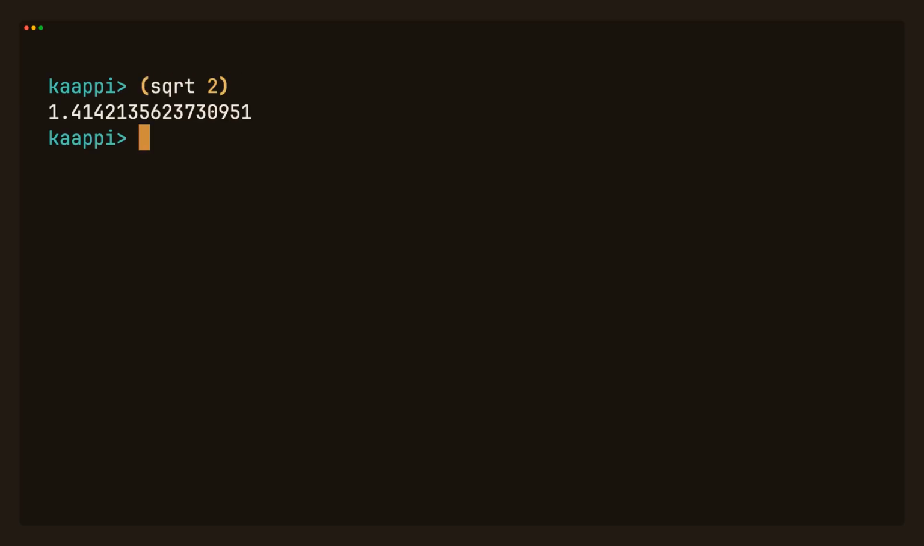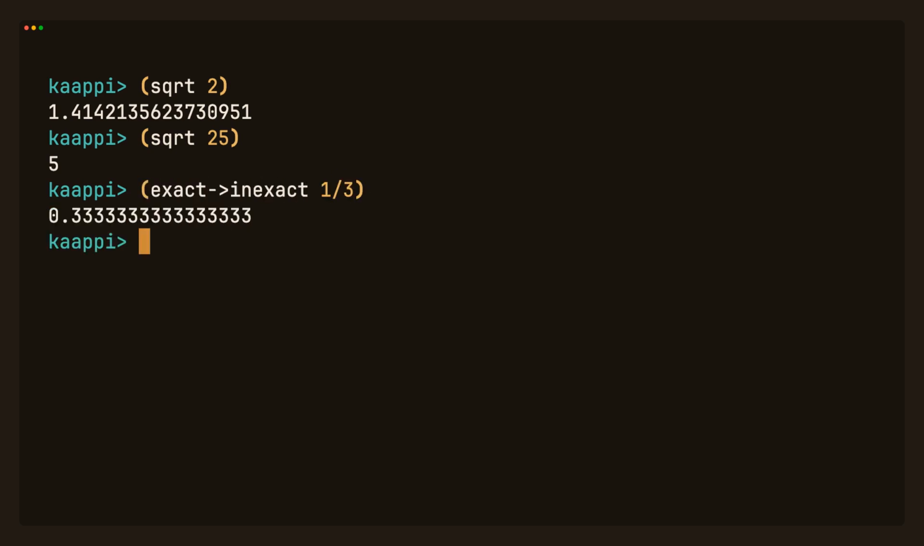When you do want a decimal, you ask for one. The square root of 2 is irrational, so it comes back as a float. The square root of 25 is exactly 5, and exact to inexact turns any exact number into its decimal. A third becomes 0.33, and so on.